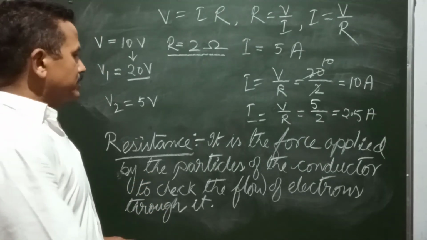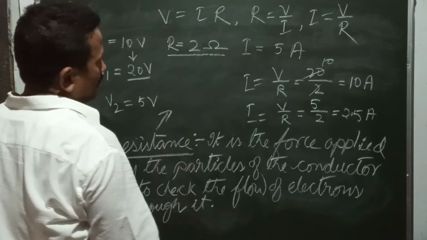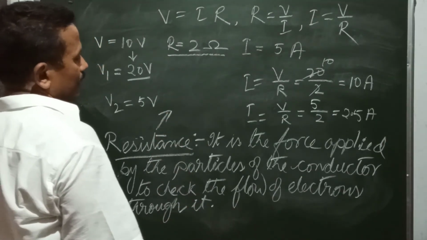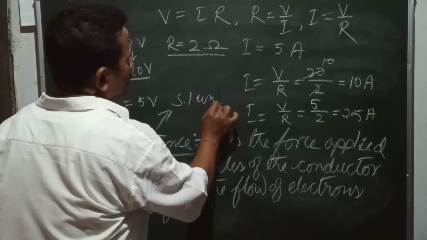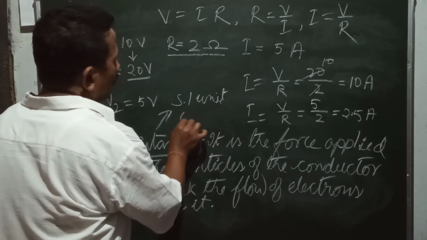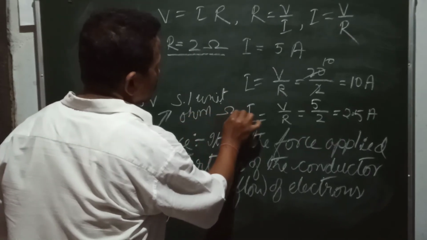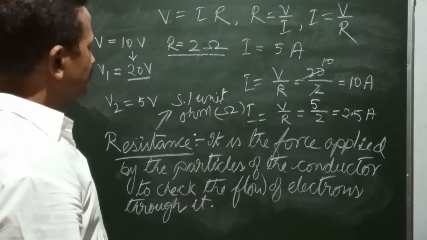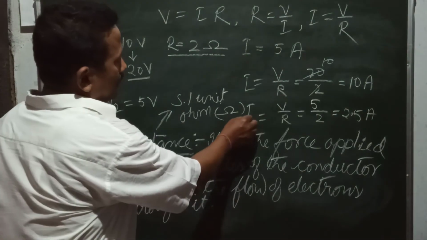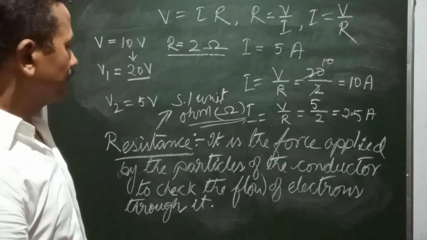Now, you can see this resistance has got an SI unit called ohm. The symbol is given as omega. This omega is the Greek letter, the last letter of the Greek alphabet, I suppose. And this value is different for different materials.